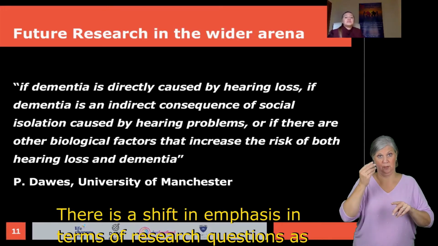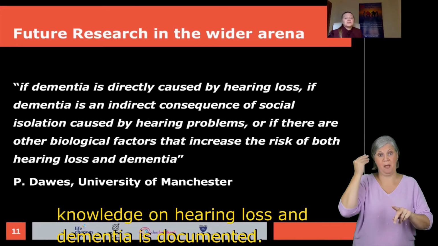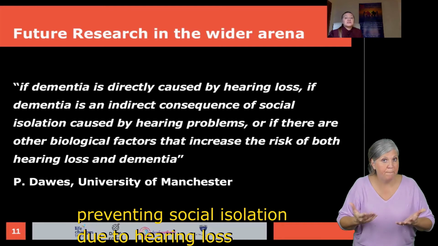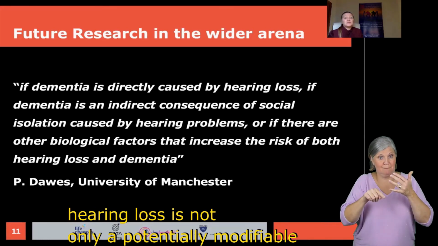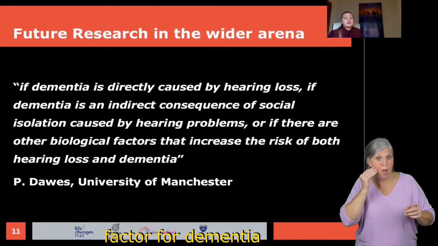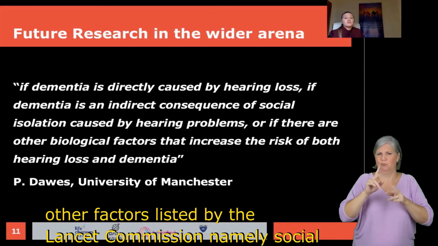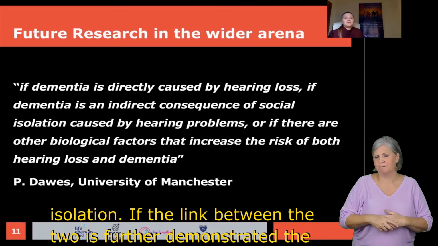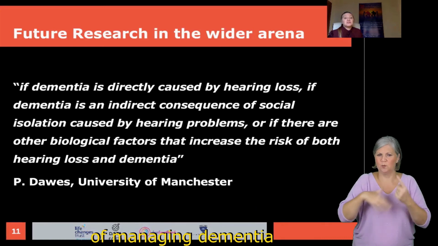There is a shift in emphasis in terms of research questions as knowledge on hearing loss and dementia is documented. Research studies seek to shed light on the importance of preventing social isolation currently due to hearing loss and the impact this can have on dementia. In this regard, hearing loss is not only a potentially modifiable factor for dementia in its own right, but potentially has a strong link to one of the other factors listed by the Lancet Commission, namely social isolation. If the link between the two is further demonstrated, the importance of managing hearing loss in terms of managing dementia becomes apparent.